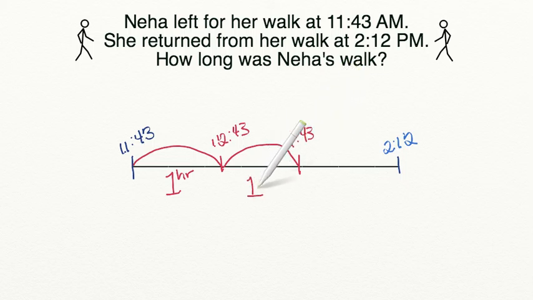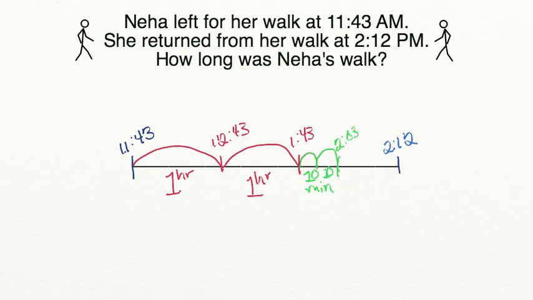Now, if I were to move one more hour, that would put me at 2:43, which is past our end time. So that means I'm ready to start 10-minute intervals. 1:43 to 1:53, 1:53 to 2:03. If I were to move another 10-minute interval, that would get me at 2:13, which is past my end time. So I'm going to write down 2:03, and I'm going to mark down 2 10-minute intervals.